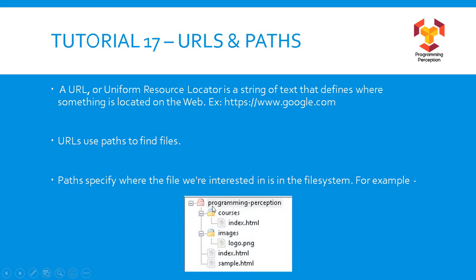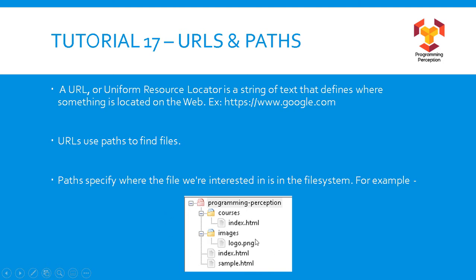You can see there is a main directory named Programming Perception, which has two subdirectories. The first subdirectory is courses, which has a file known as index.html. The second subdirectory is images, which has a file logo.png. Other than these two subdirectories, Programming Perception has two more files, index.html and sample.html.